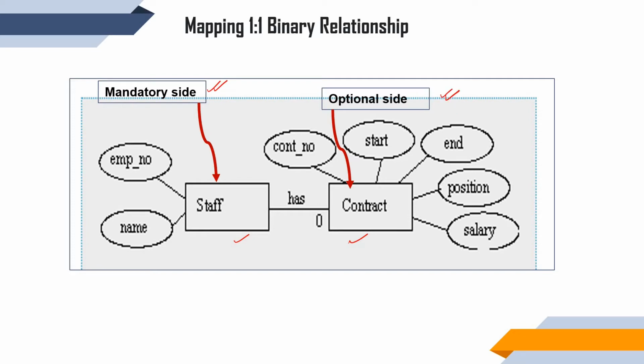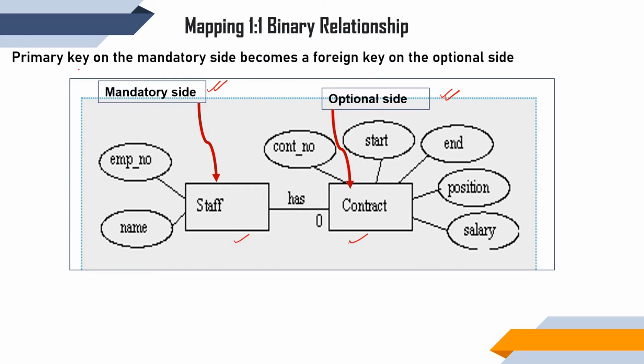That means in this case, staff is on the mandatory side and contract is on the optional side. So how can I map this kind of ERD diagram into table structure? For that, the rule is: the primary key on the mandatory side becomes a foreign key on the optional side. The primary key on the mandatory side means staff number or employee number. Over here, I have shown staff number as the employee number. So you have to give the same name.